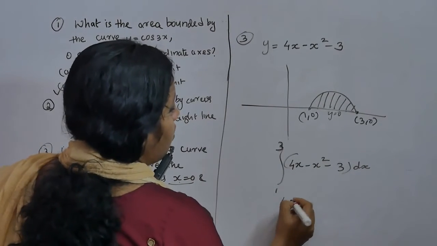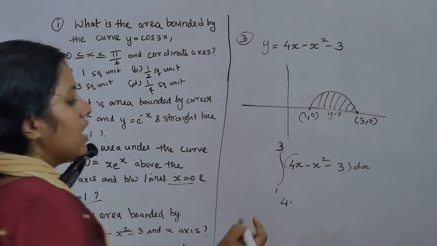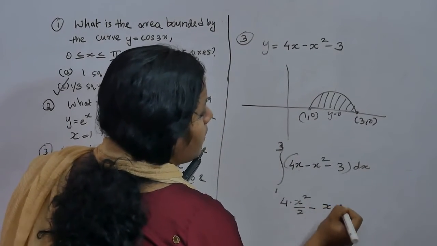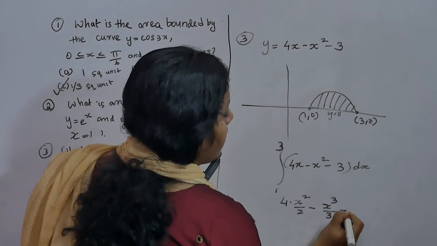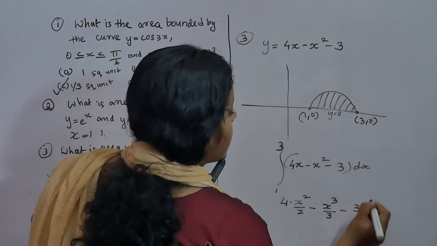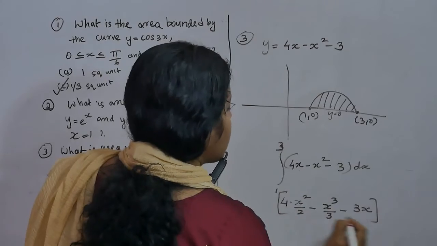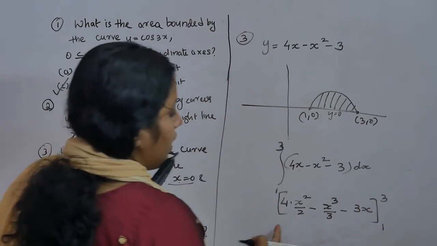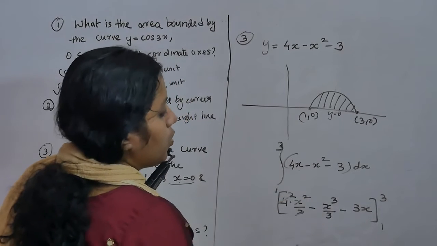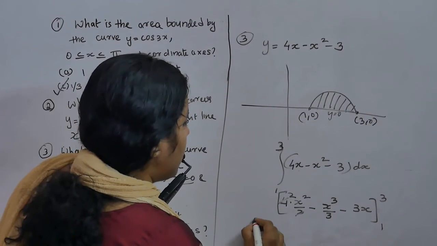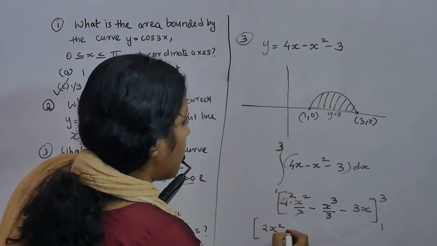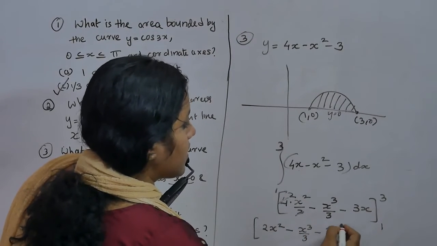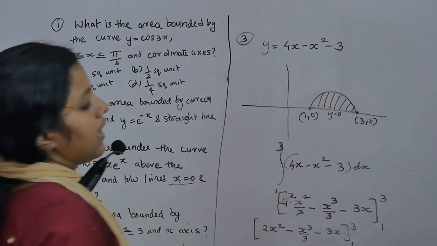4 into x means what is the integration of x? x square by 2, minus integration of x square is x cube by 3, minus 3 integration is 3x, in the limit 1 to 3. Clear? So what I will get, this will become 2. So this is 2x square minus x cube by 3 minus 3x in the limit 1 to 3.